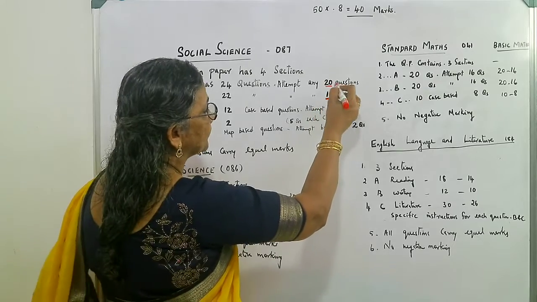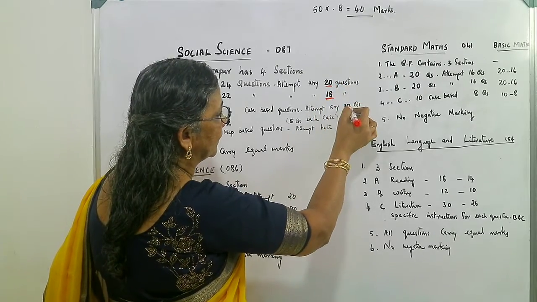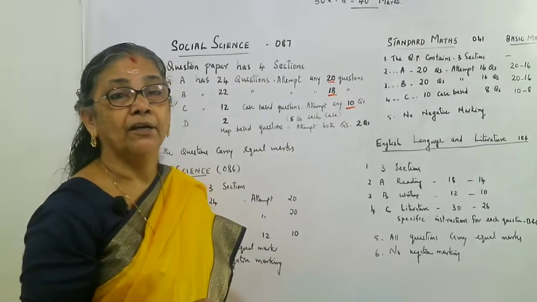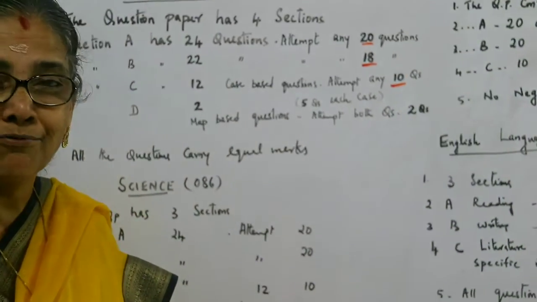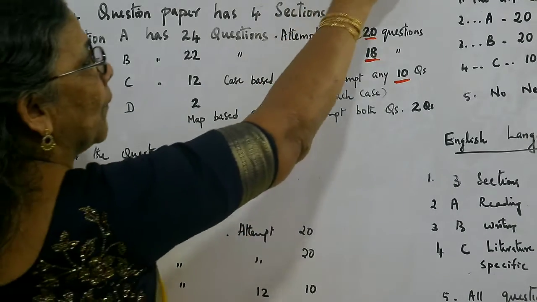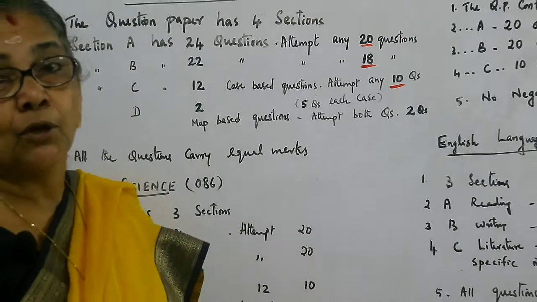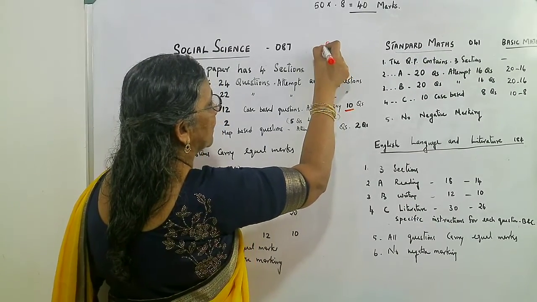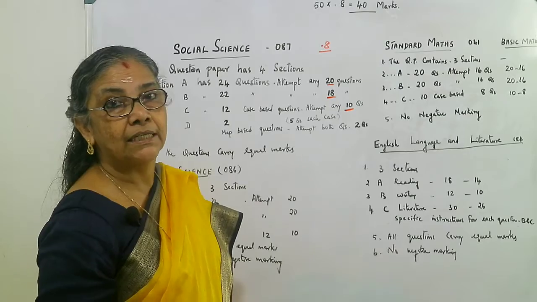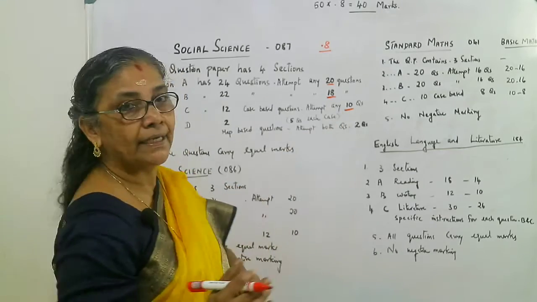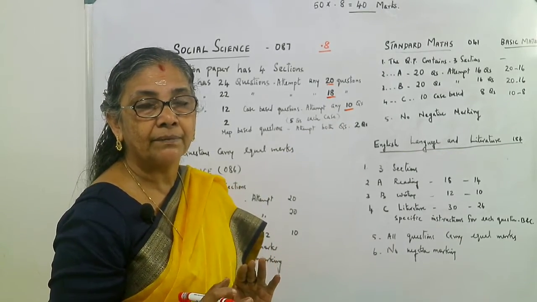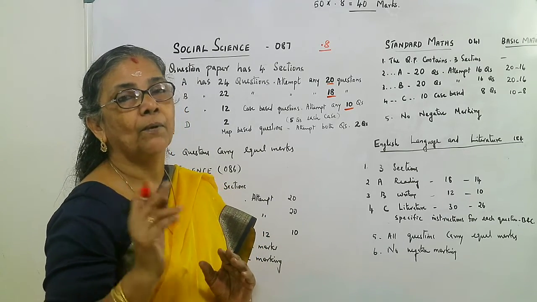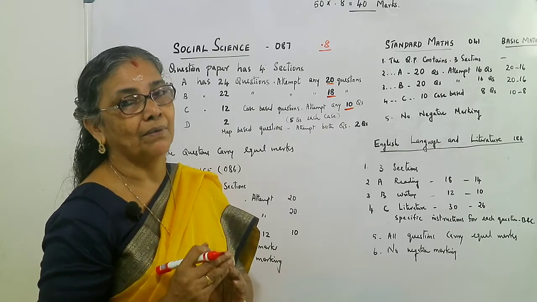So in total here 20, 18, 10, 2. That is a total of 50 questions you have to attempt, and the mark is only 40. How? 50 into 0.8, you will get 40 marks. So 0.8 is the mark per question. Equal marks are distributed, 0.8 each, and that is how 40 marks.